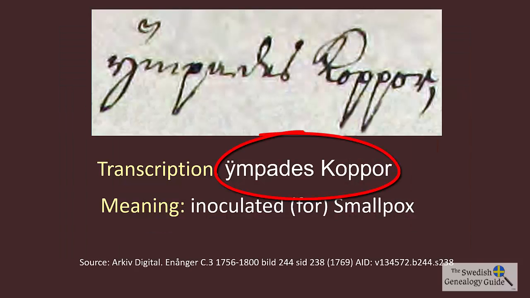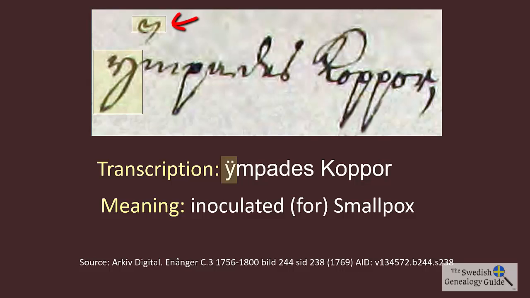Let's get started. In this first example, we have the words impetus kopor, which means inoculated for smallpox. It starts with a lowercase y, which very often has two dots above it in the Gothic script, and in this case it's been put up there with a squiggle mark. Then we have an M, P, A, and notice how he did not close the A at the top. Then a D, a nice example of a lowercase e, and on the end we have a lowercase loopy s with a nice flourish coming up on the side. And then we have a K-O, P-P-O, and a lowercase r.